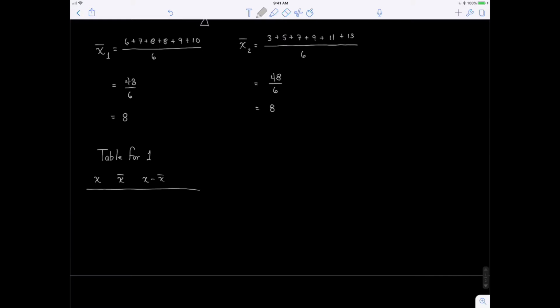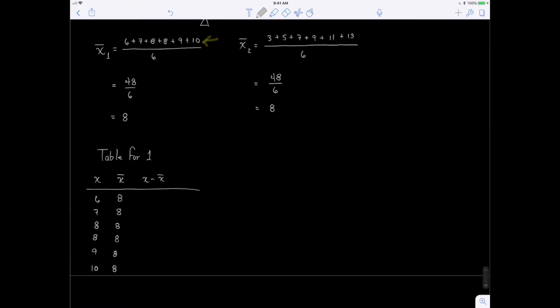So if I write down my data using my numbers right up here, then I have a 6, a 7, an 8, another 8, a 9, and a 10. Okay. And now x bar is the same for all of these: 8.